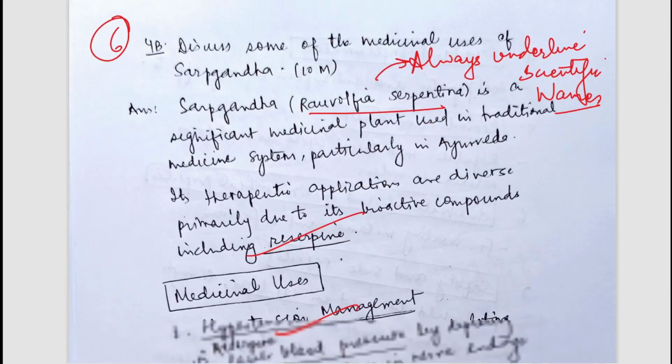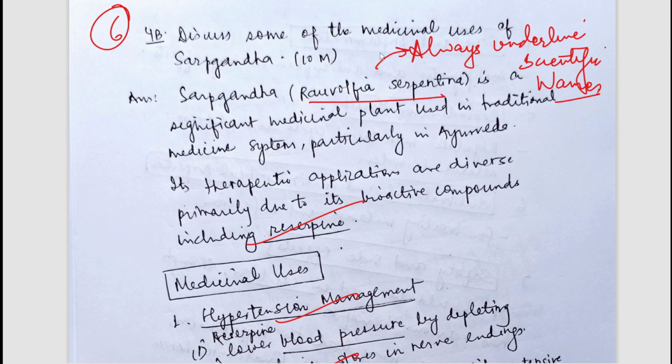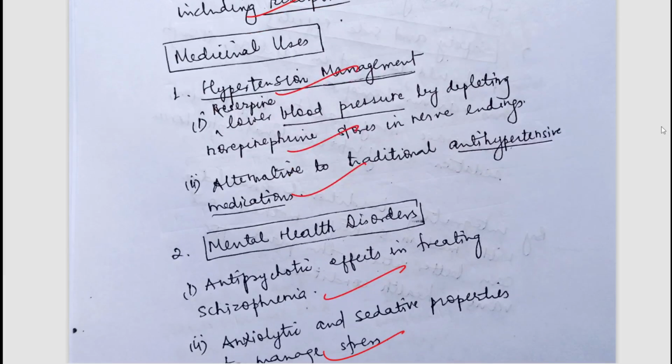Now let's move to the next question. The next question was: discuss some of the medicinal use of sarpagandha. Again, you can see I have highlighted here that you should always underline the biological names or scientific names. So we all know that sarpagandha has varied medical uses, such as being very helpful in hypertension management.